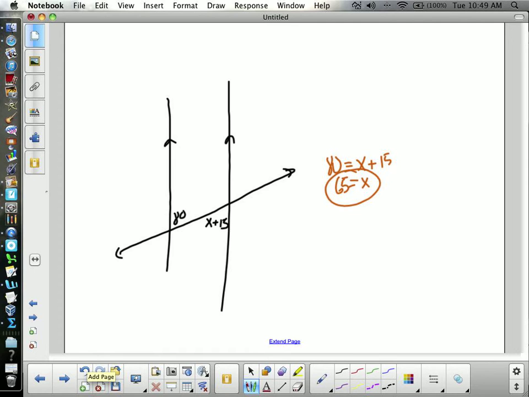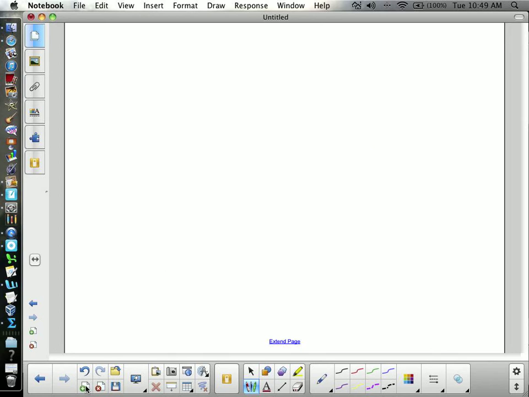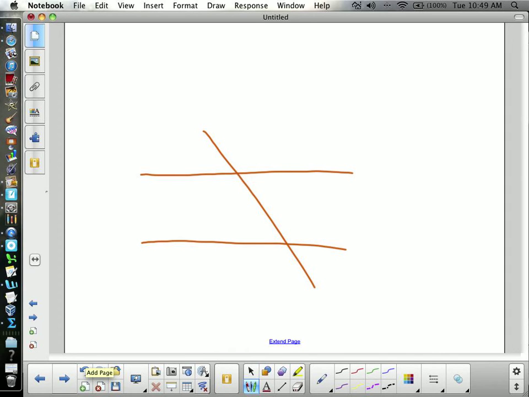18. Similar. 5x plus 23, 7x plus 13. What's this angle pair? Corresponding, which means they have to be congruent, yes. So 5x plus 23 has to equal 7x plus 13, or 2x equals 10, so x is 5.